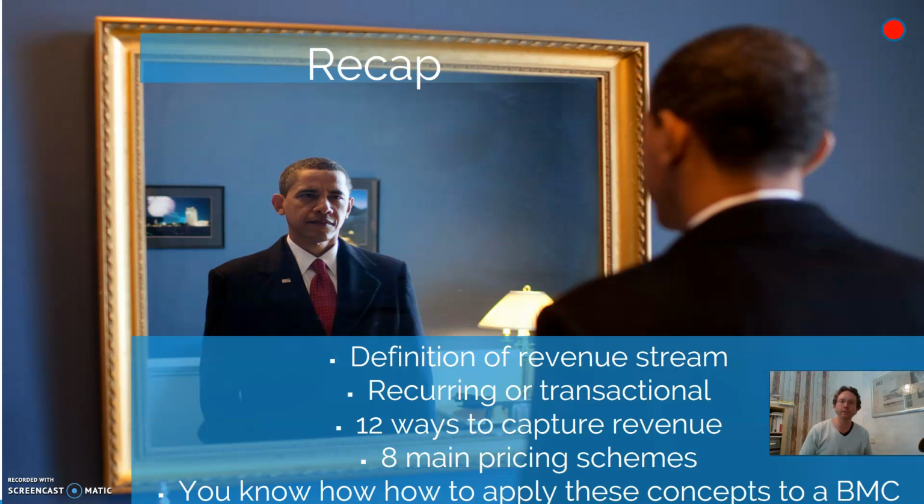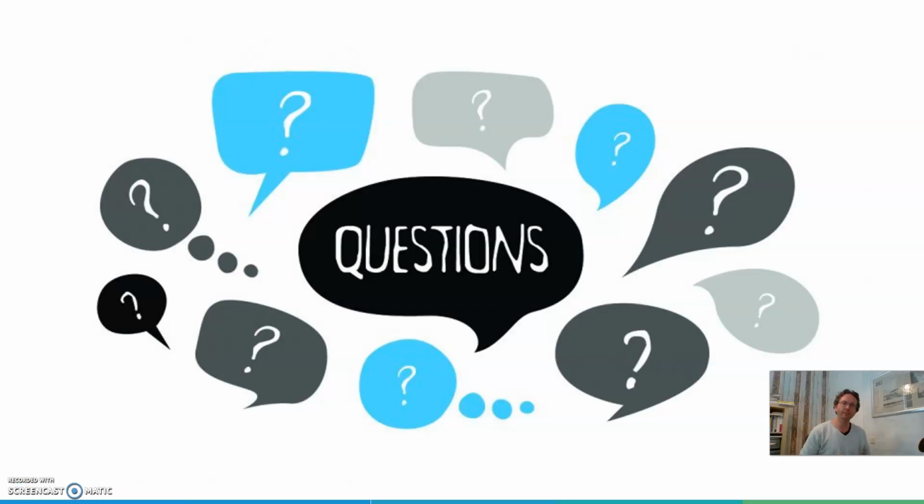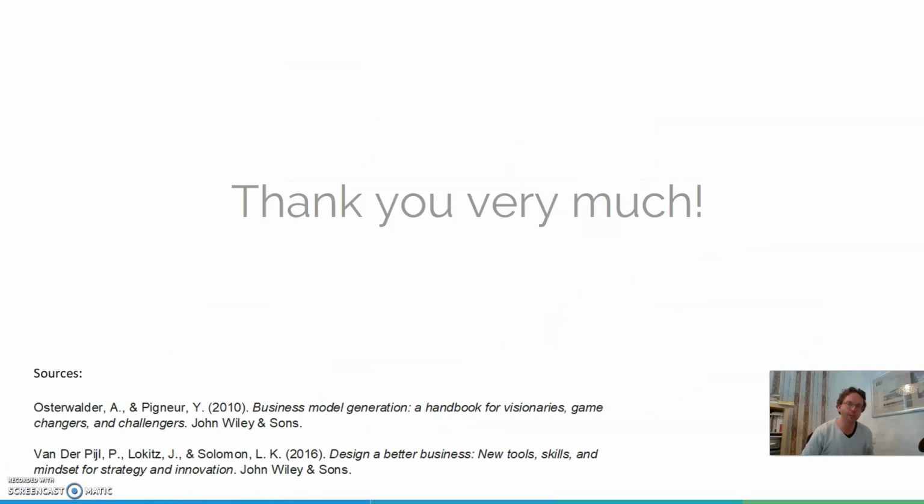Well, by now you should understand the definition of a revenue stream. You should be able to analyze if the revenue stream is recurring revenue or transactional revenue. You are familiar with the 12 ways to capture value and the 8 main pricing schemes. And finally, you know how to apply this theory to a real business model canvas. If there are any questions, please, again, do not hesitate to ask them in your online sessions later this week. And this tutorial concludes the overview of the business model canvas building blocks.